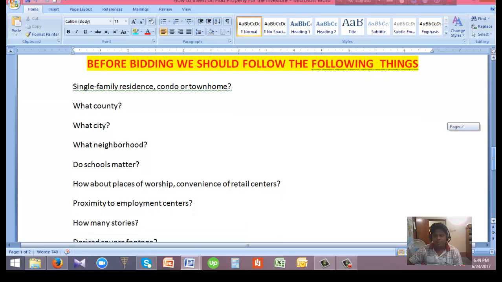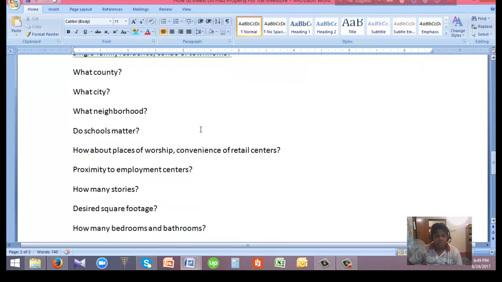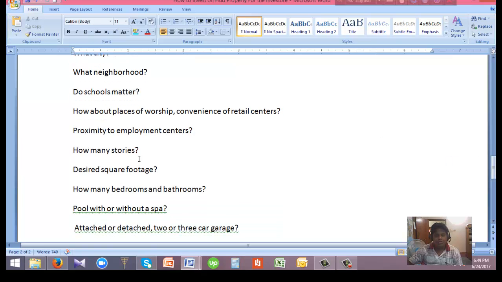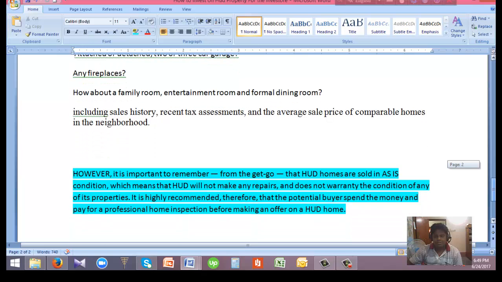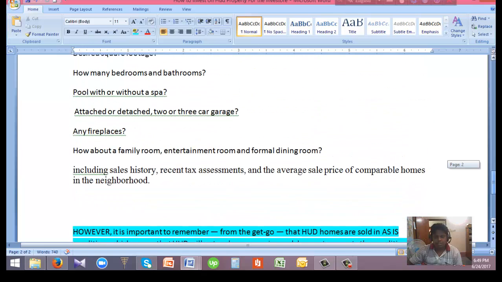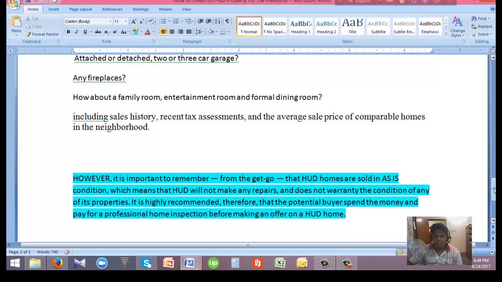And when we buy a HUD property, we follow some rules, some conditions, some features: single family, condo, ward, county, city, the neighborhood, whether schools matter, places of worship, convenience or retail centers, proximity of employment centers, how many stories, the square footage, how many bedrooms and bathrooms. We can follow these features for bidding on HUD property.